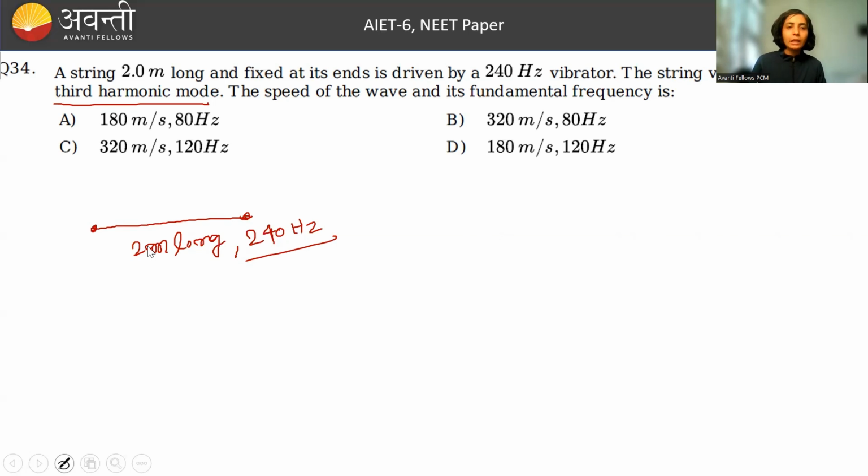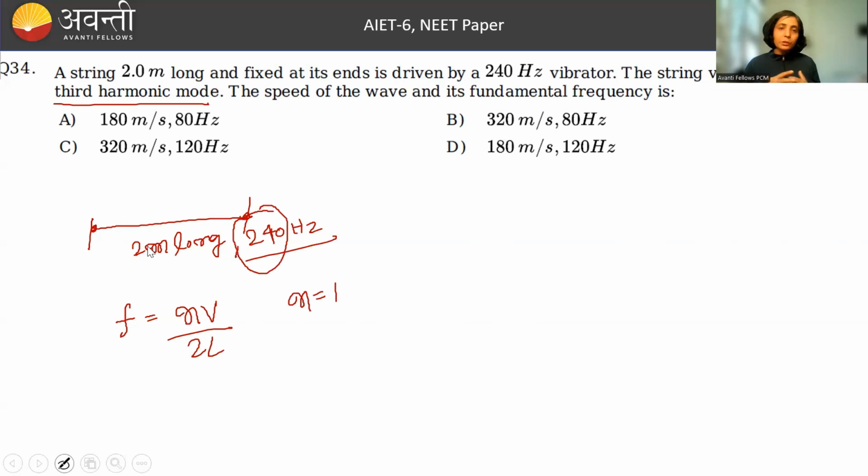What is the third harmonic? If a string is fixed at both ends, the frequencies you are going to get are given by the formula nv by 2L. If you put n equal to 1, you will get the fundamental frequency, or you call it the first harmonic. So for the third harmonic, you put the value of n as 3. So for the third harmonic, we have a frequency of 240 Hertz.